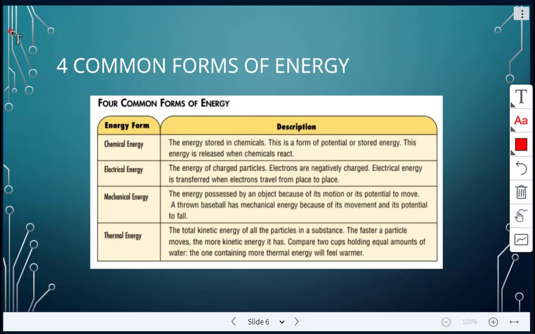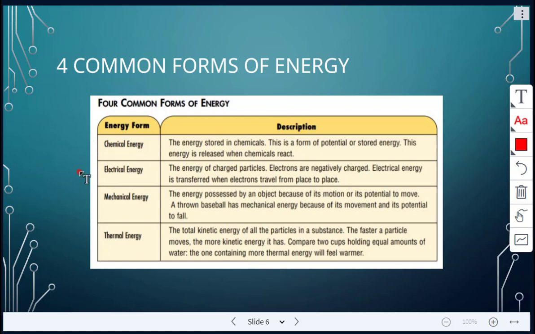Okay, so next, the 4 common forms of energy. So chemical energy, that's the energy stored in chemicals. It's a form of potential energy or stored energy, and then it gets released when chemicals react. So think about the food we eat, that would contain chemical energy. Gas, the gas to start a car, and so on. Those would have chemical potential energy.